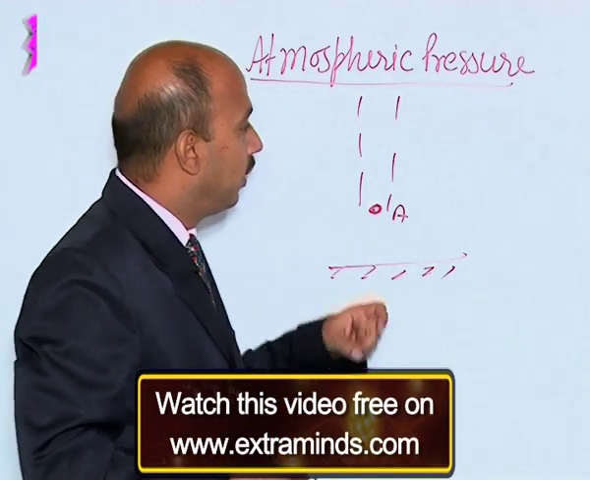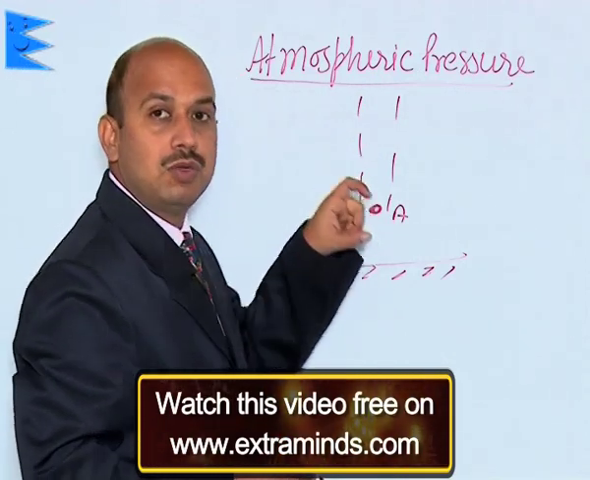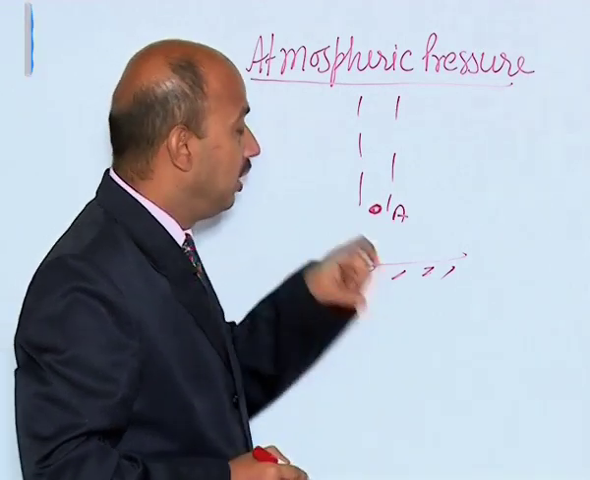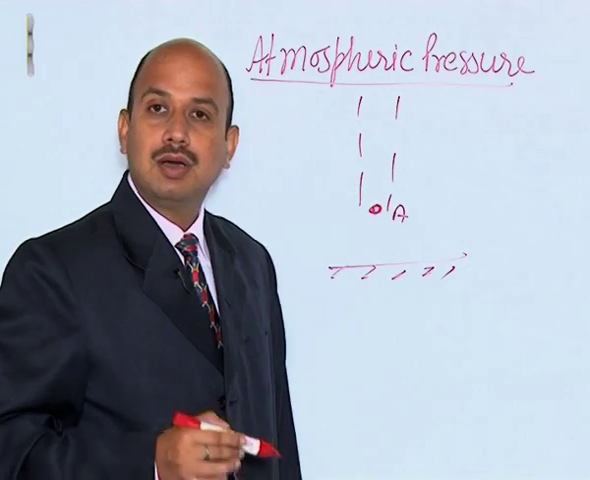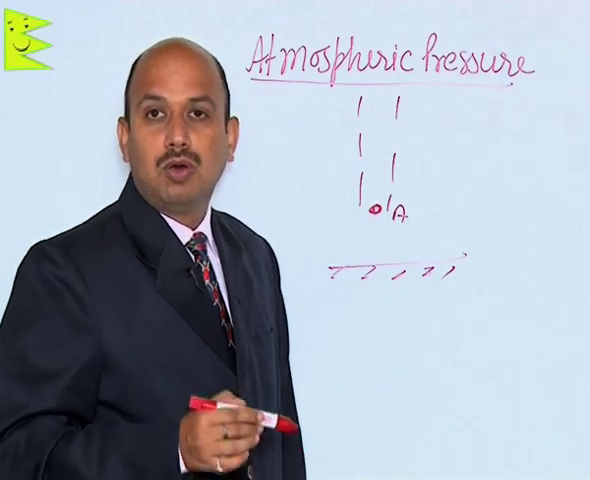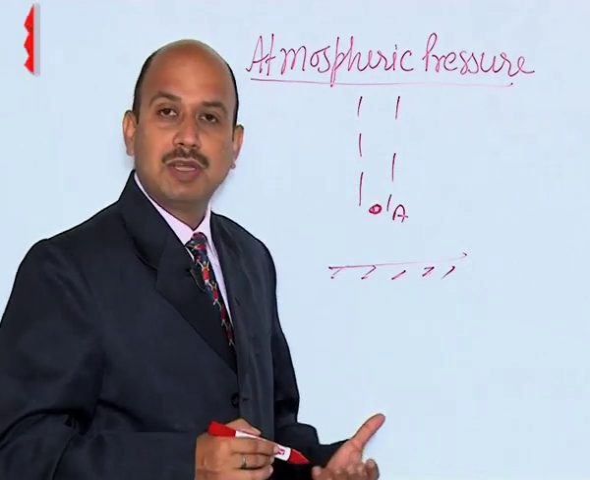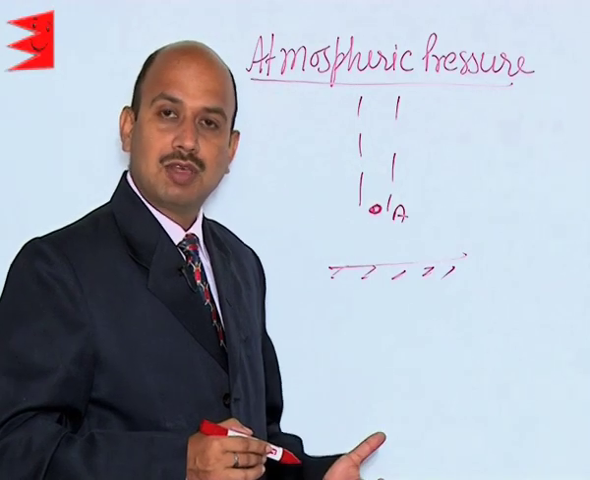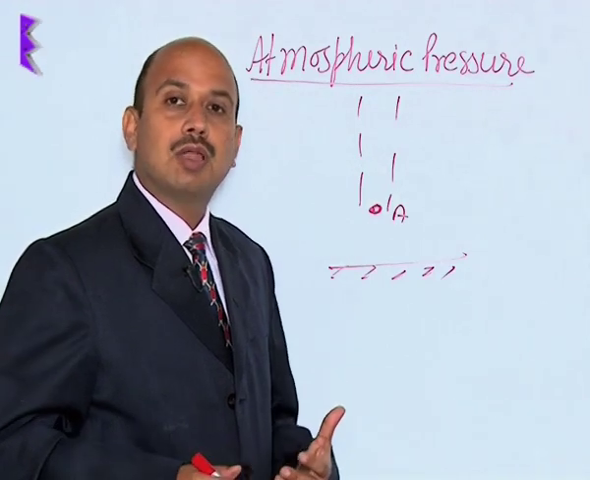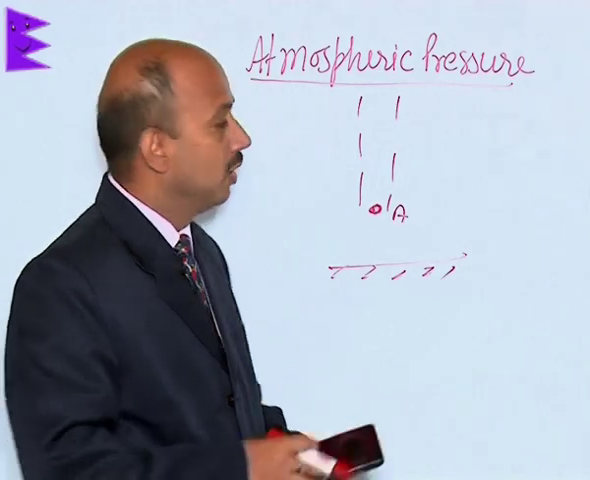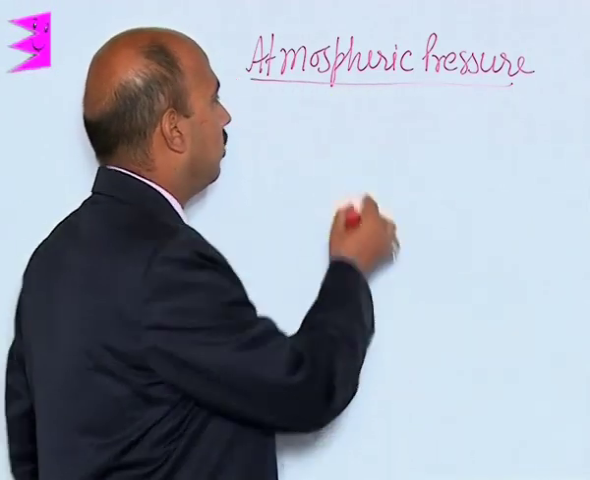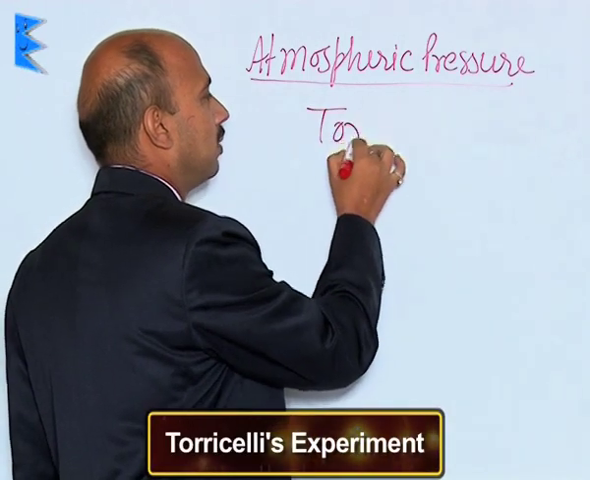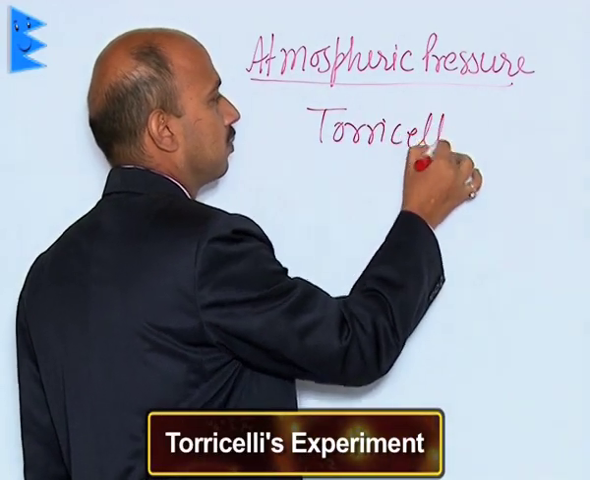So, the weight of the vertical air column of unit cross-sectional area is equal to the pressure exerted at that point A by the atmosphere. So, the atmosphere exerts pressure on a body placed on the surface of the earth, and now we have to calculate atmospheric pressure. So, see here, we can calculate atmospheric pressure by using Torricelli's experiment.